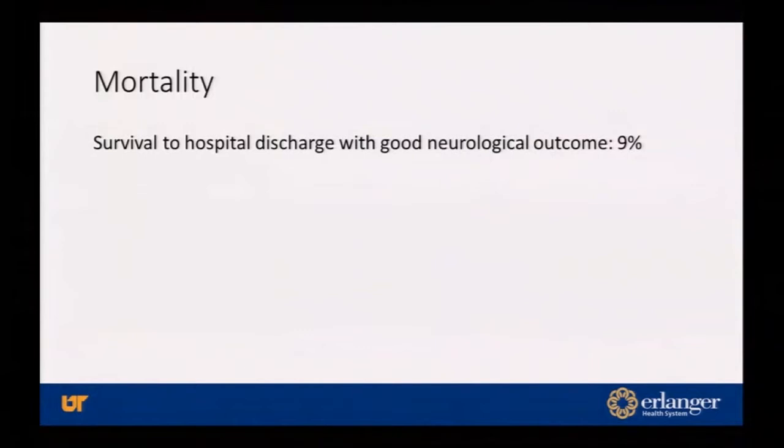All right, so mortality for cardiac arrest. Survival to hospital discharge with a good neurologic outcome is not great, 9%, okay? It's a good statistic to know, especially for patients that you're counseling in terms of whether they want to be resuscitated or not, depending on their comorbidities and things like that. So it's a good starting point to know how frequently people actually get discharged from the hospital after cardiac arrest with a good neurologic outcome. And that's what matters, right, is your neurologic outcome.